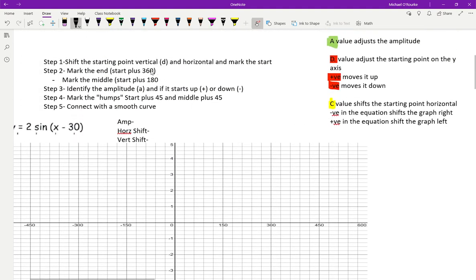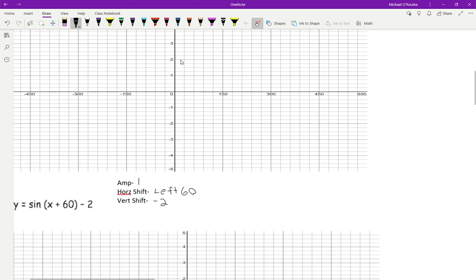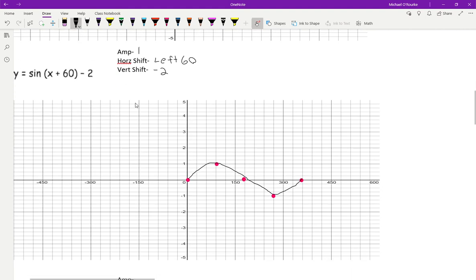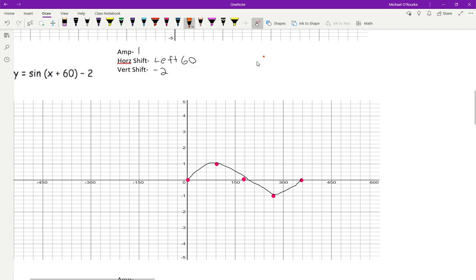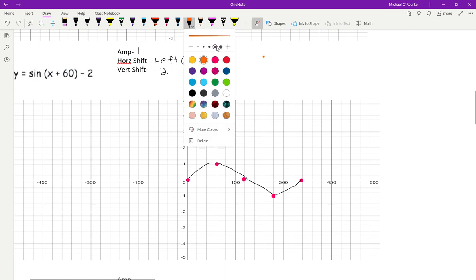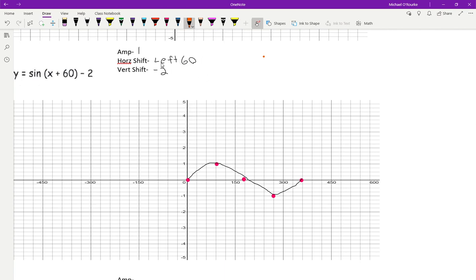So I wrote down my steps here of how I graph it. Okay? So the first step I do is I find my starting point by doing my horizontal and my vertical shift. So if I start to do my shift here, let's do orange, a little bigger. If I do my shift, I'm going to go left 60. So remember, these are all 30, so I'm going to go left 60, 1, 2, and then I'm going to go down 2, 1, 2. So there's my dot to start.